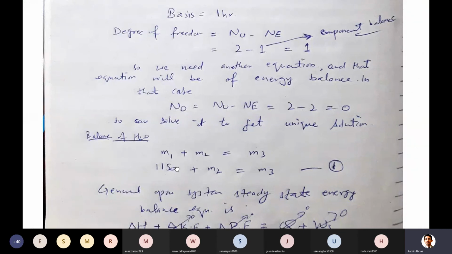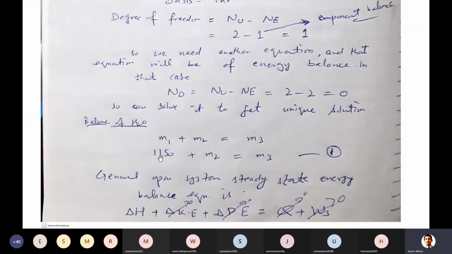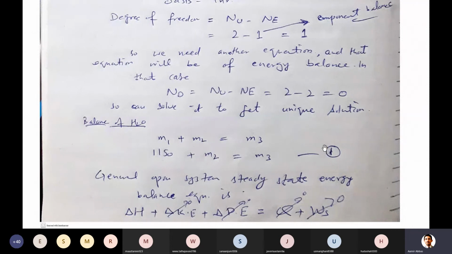So this mean value 1150, we know it is in kg, plus m2 and m3 are unknown, so this is one equation. After putting these values, I will write it.